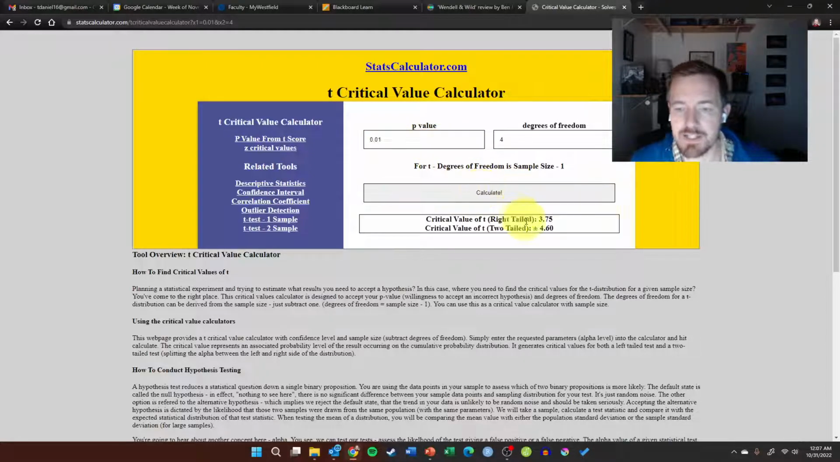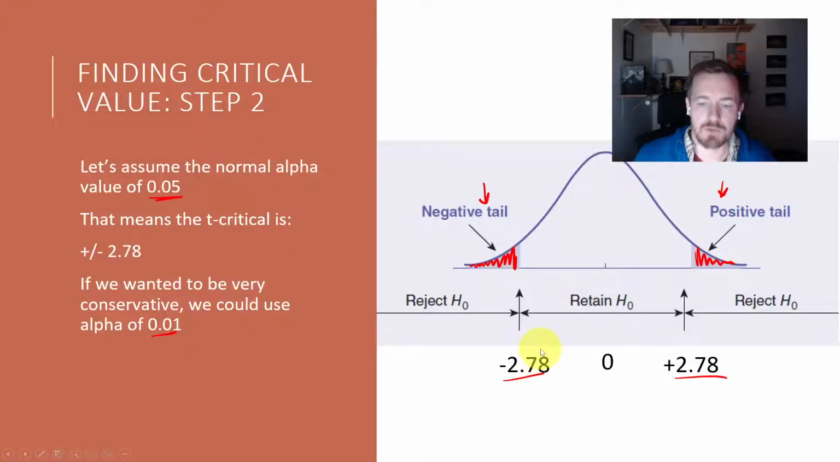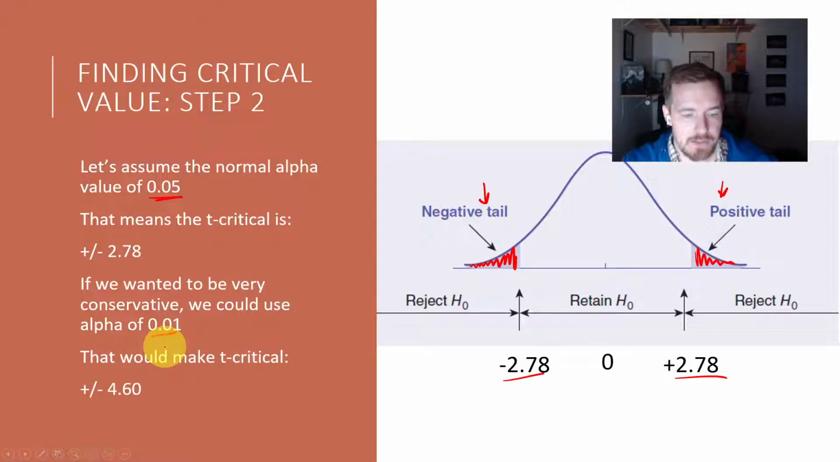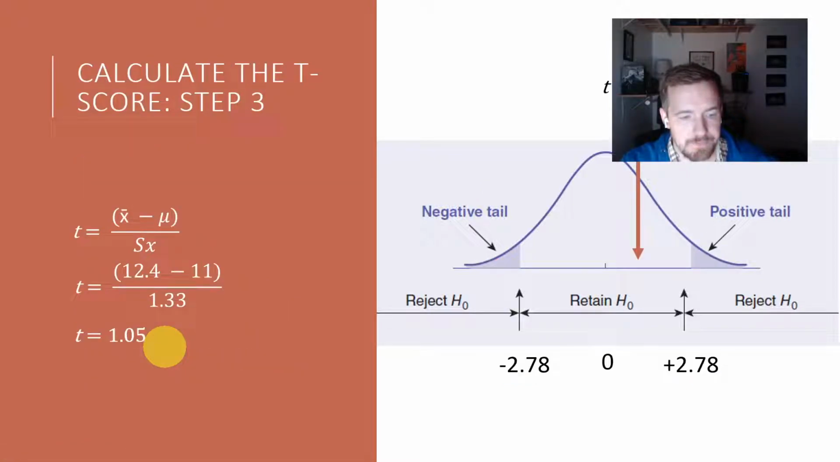So I'm going to hit calculate, and wow, it moves up to 4.6. So it almost doubles from where it was. So a huge increase if you were to change this to 0.01. That would make the t-critical much more extreme.